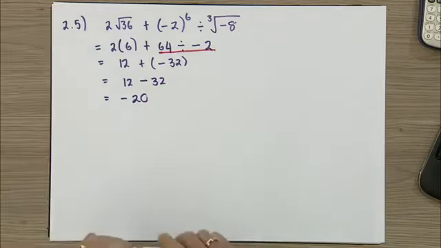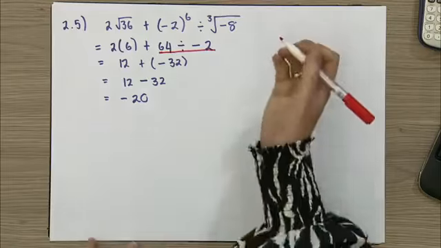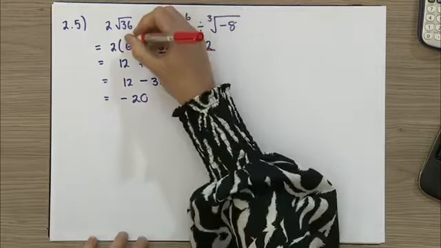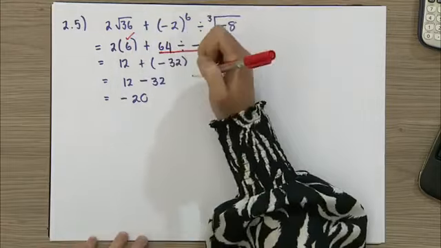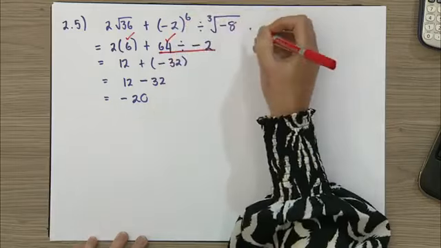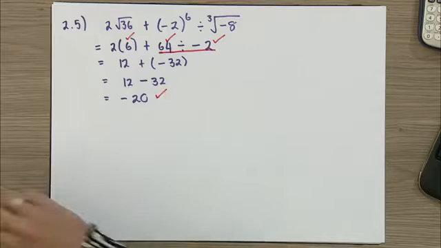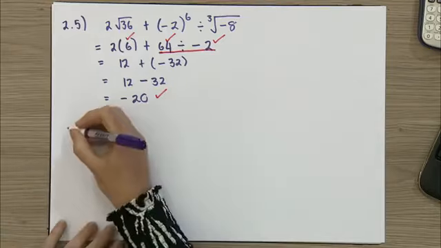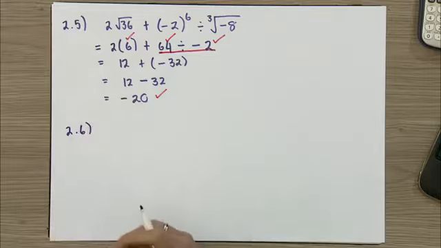Grade 9s, if you used your calculator and you just wrote down the answer, you're only going to receive 1 out of the 4 marks. So where are the 4 marks allocated? For knowing that the square root of 36 is 6, for knowing that negative 2 to the power of 6 is 64, and then that the cube root of negative 8 is negative 2, and then our final mark is for the answer. Question 2.6 is a little bit of a head scratcher, so let's look at it.